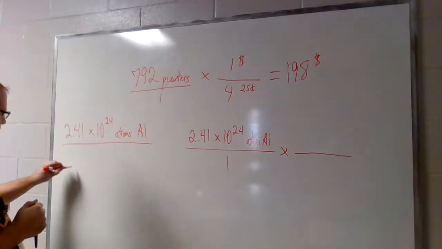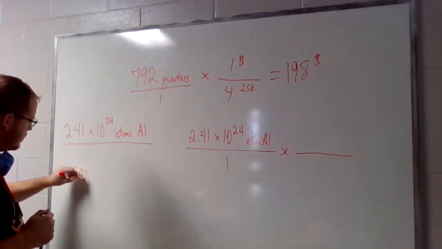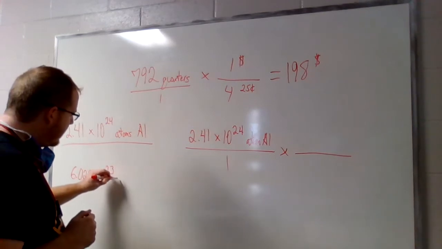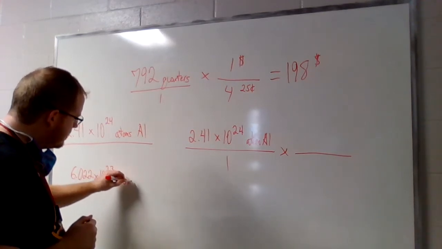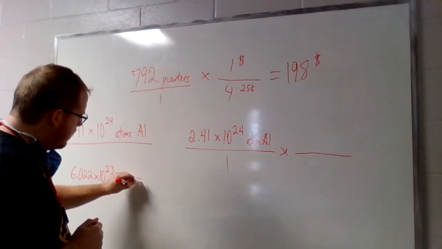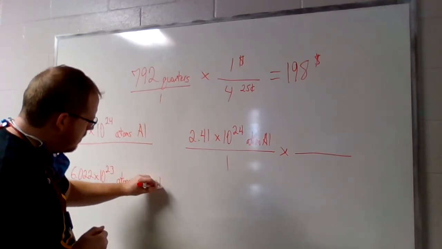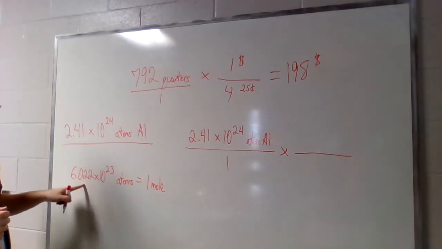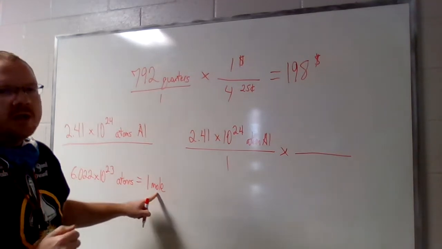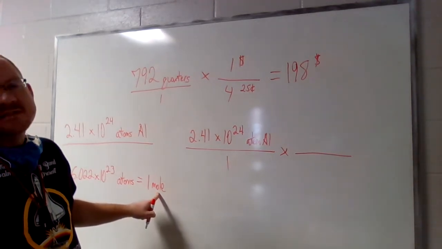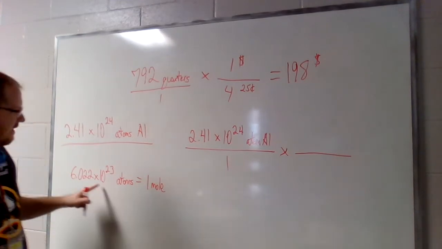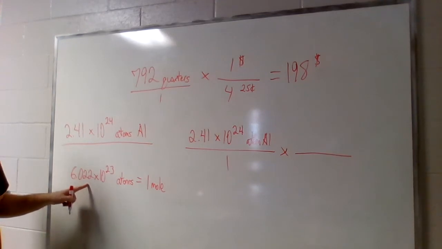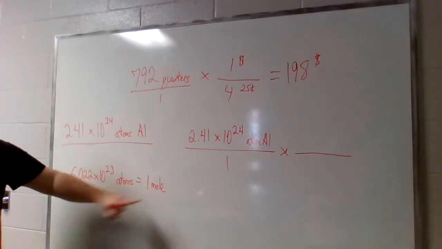Avogadro's number is 6.022 times 10 to the 23rd. And this is how many atoms or particles are in 1 mole. So a mole is that many things, Avogadro's number. So if I have 1 mole of roses, like I said before, I have this many roses. So 1 mole is equal to Avogadro's number if you're counting however many things you have in that 1 mole.